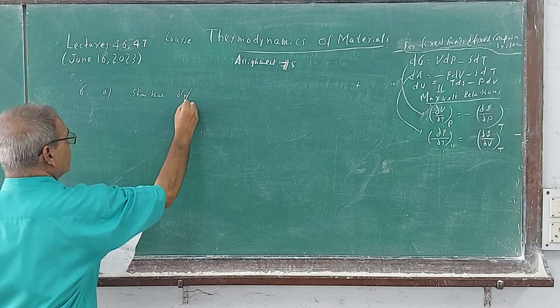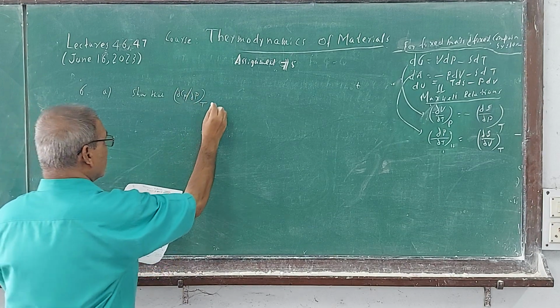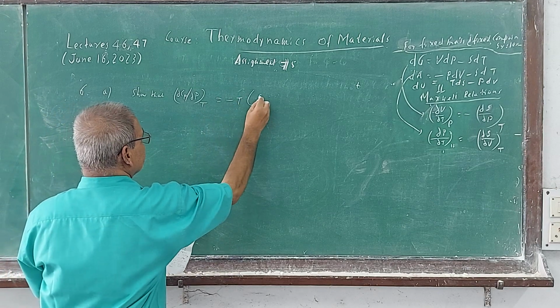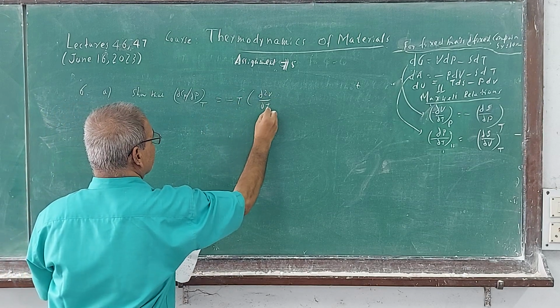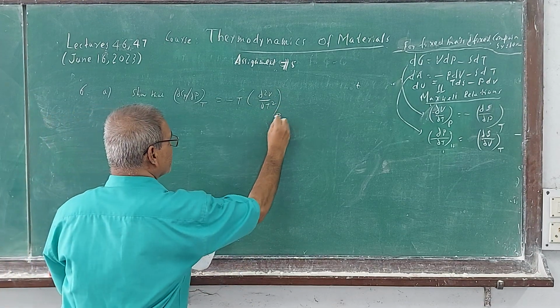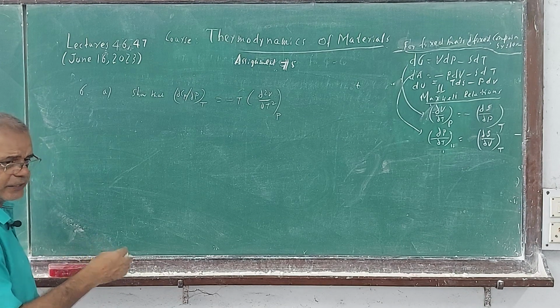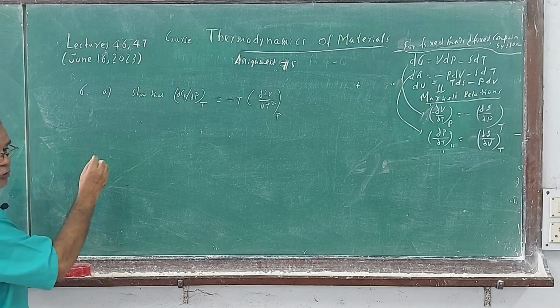dCp by dP at constant temperature is minus T del square V by dT square. This is the only question under constant pressure. Start, don't waste time. Millions of problems can be manufactured this way. So try to solve the way I am solving. Follow.